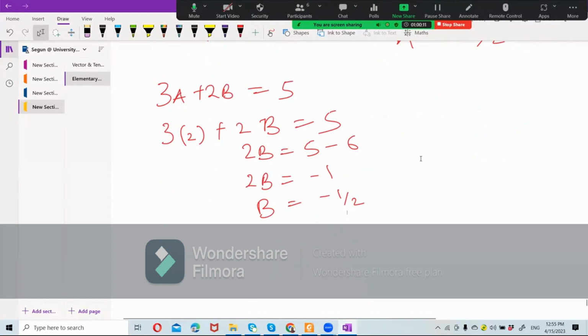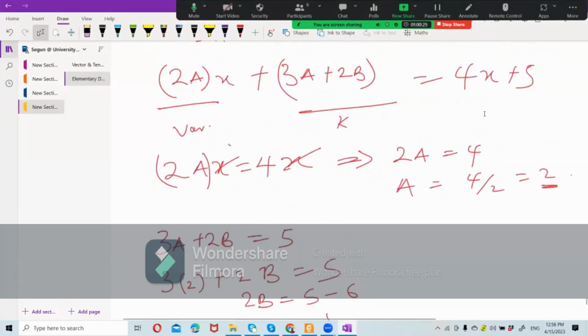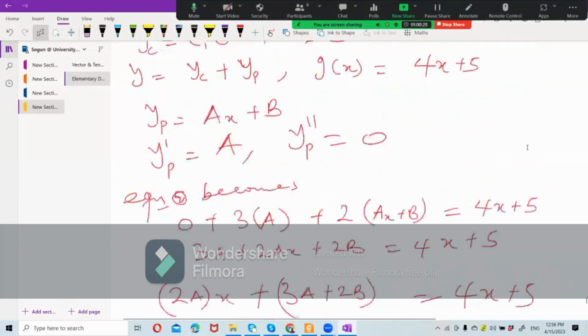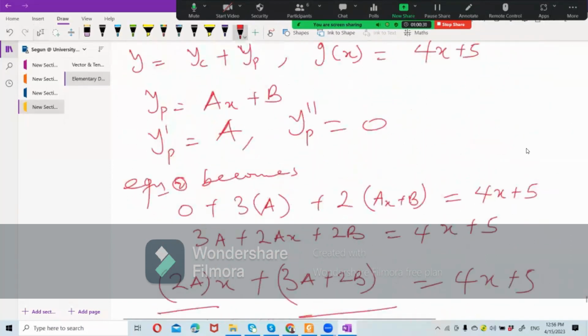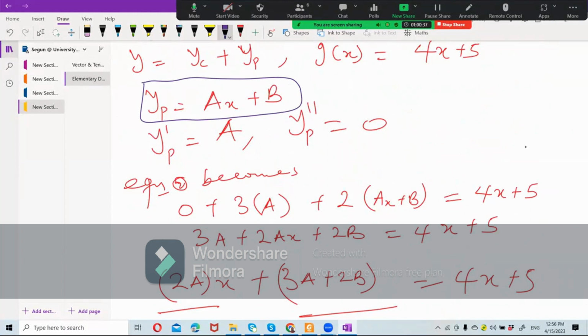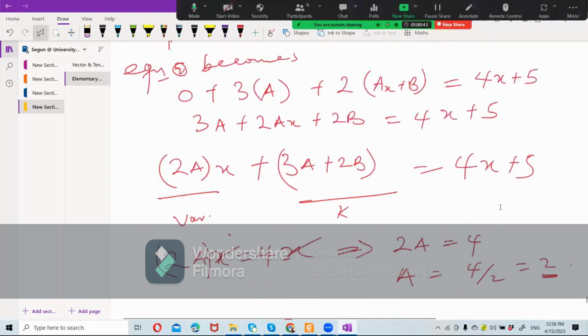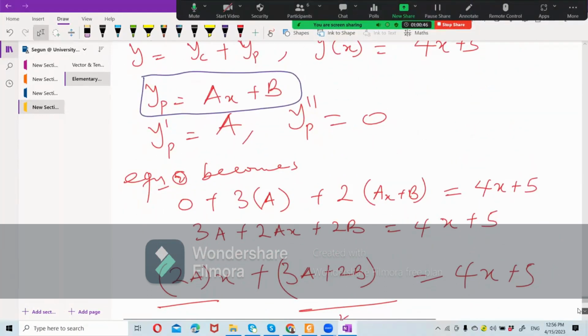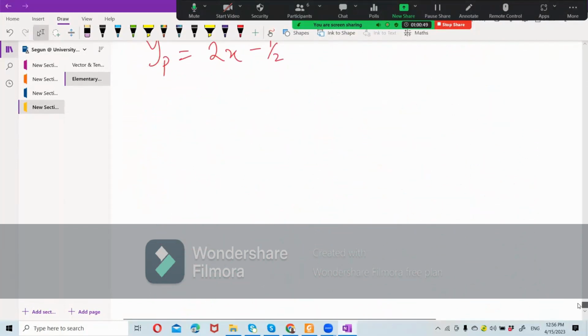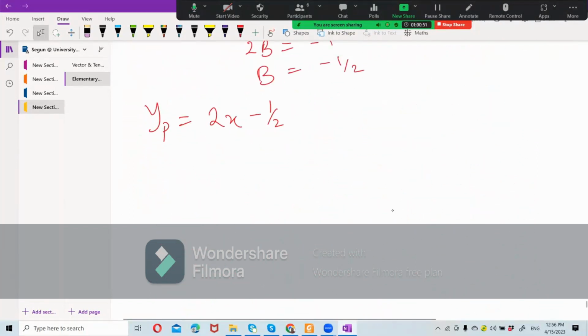Now we have solved the problem. YP equals 2x minus 1 over 2. Remember, B serves as a constant from here. I just substituted A and B back into the AX plus B of the YP. So I have it.